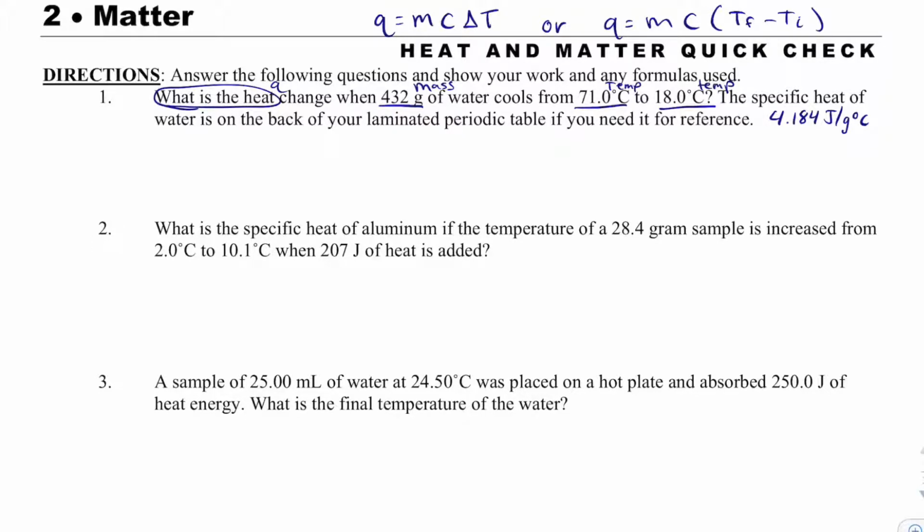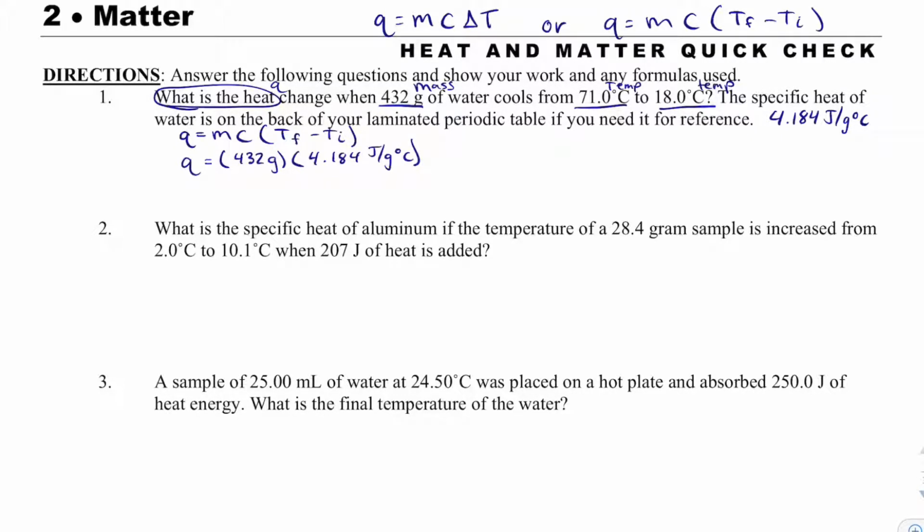First thing I'm going to do is write my formula, Q equals mc (TF minus TI). We are solving for Q, so we'll leave that blank. Our mass needs to be in grams, and it already is, so that's 432 grams. The specific heat of our sample is just water, 4.184 joules divided by grams degrees Celsius.